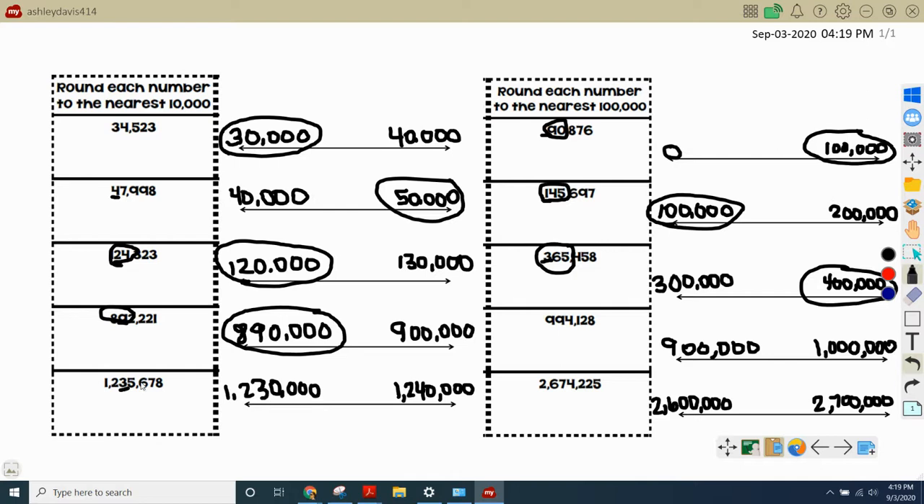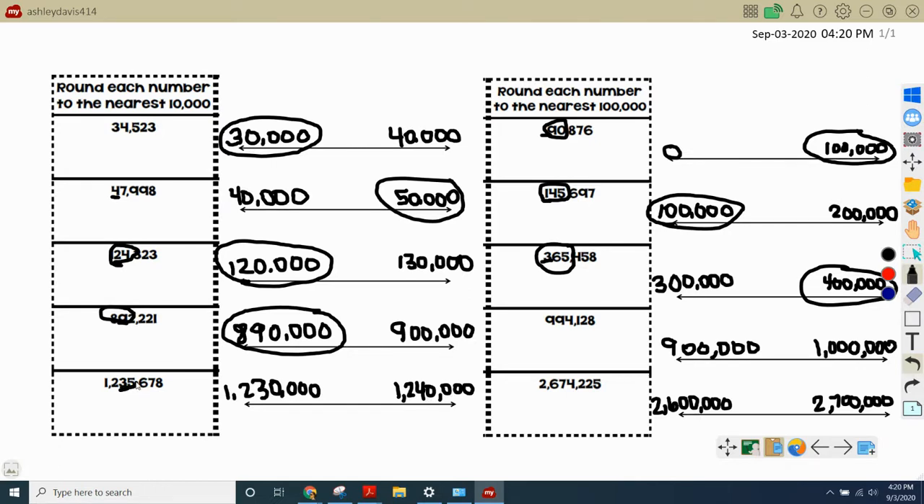Okay, this one is still using our 10,000s place, so we're looking at the 30,000 right here. Whenever I have a big number like this and I'm rounding far into it, I like to write just the 30,000 and then put these two numbers, which I call my friends in the front. You could have just written 30,000 and then the friends in the front, which is the 1 and the 2. So we have 30,000 and then 40,000.